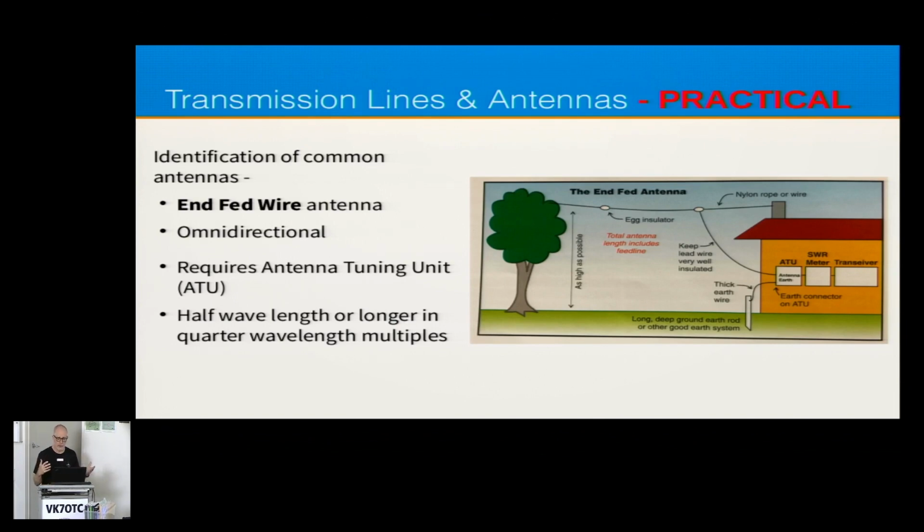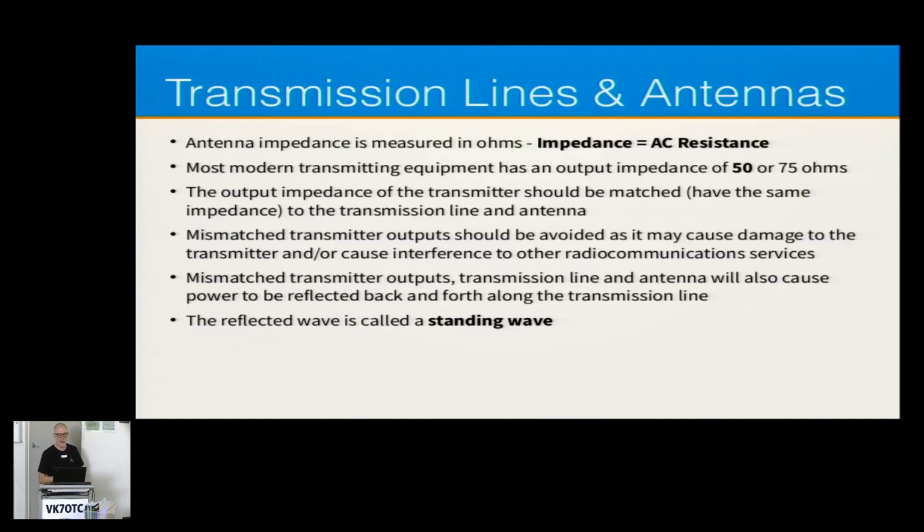The other antenna that we will get you to identify is an end fed. The way you identify this is where it is being fed. A dipole gets fed in the middle, an end fed gets fed at the end of the wire. It's omnidirectional, it radiates in all directions. It usually requires an antenna tuning unit because it has some funny characteristics, and it's usually half wavelength or longer in quarter wavelength multiples. It can operate across multiple bands because your antenna tuning unit enables you to match the antenna. It doesn't tune your antenna, it matches your antenna. I'll go into that in a sec.